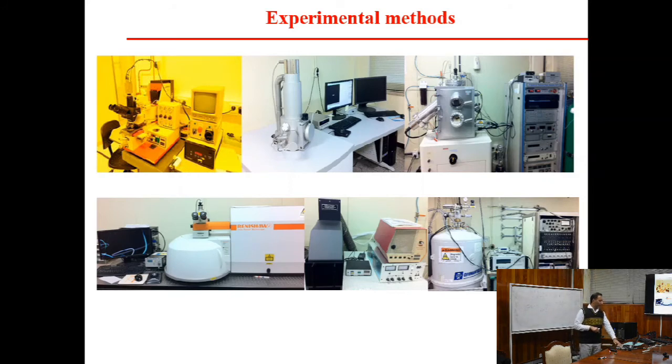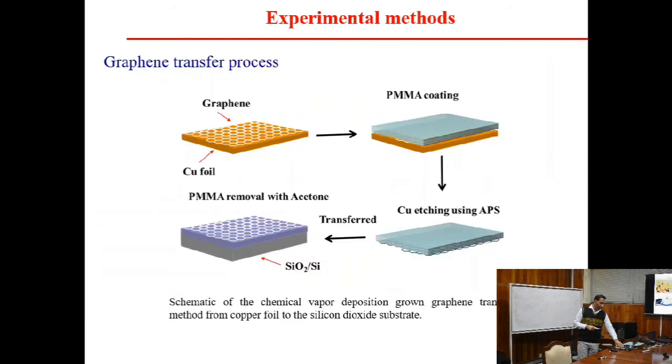Lithography: we use photolithography, e-beam lithography, then some deposition techniques. For the initial characterization, Raman spectroscopy was used, and for the magnetic characterization, we used a low temperature measurement setup as well. I am going to pass this one.